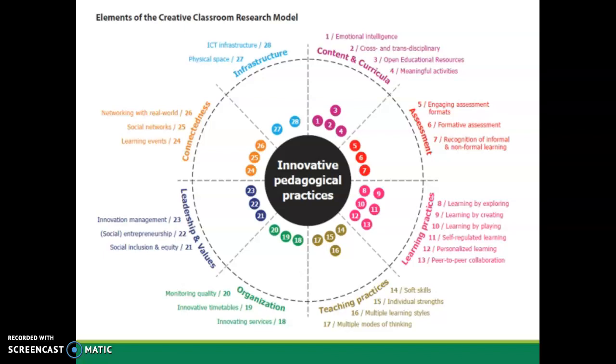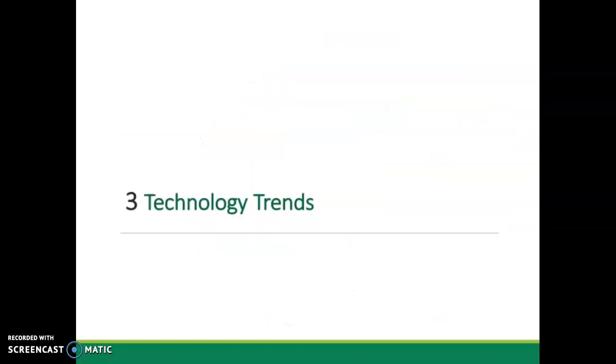If you see this model, it has 8 key dimensions and 28 reference parameters. They are intended to capture the essential elements of creative classrooms and to depict the systematic approach that is needed for the implementation and progressive upscaling of innovative and open learning environments using information, communication, and technology. I just wanted to introduce you to this innovative pedagogical practice, and I thought it's a neat way of doing that. So now moving on to the technology trends.